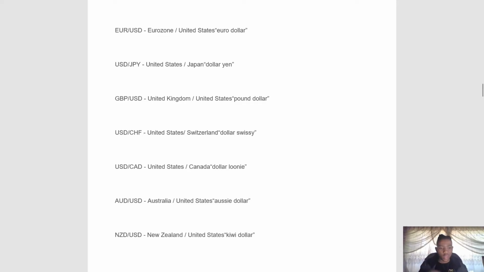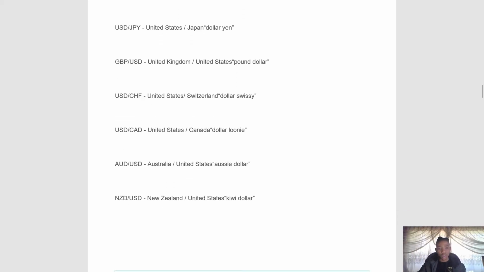So second last, we have AUD versus USD, that's the Australian versus the United States dollar. We have NZD/USD, which is New Zealand versus the United States dollar. So those are the currency pairs you're going to be focusing on.